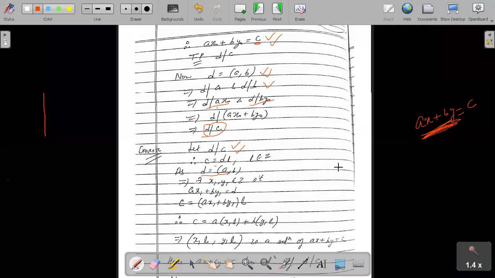So you see d is the GCD of a and b, so it means there exist some integers x1, y1 such that ax1 plus by1 is equal to d. Now I know the value of c, c is dl, so I will multiply this equation with l. So what I'll get, ax1l plus by1l is equal to dl. And I know dl is c, so a into x1l plus b into y1l is equal to c.